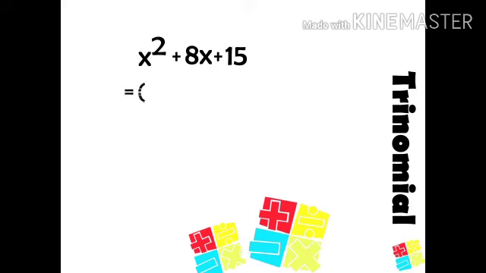I thought of x plus 3, quantity x plus 5 as the factors. To check if those are the factors, I'm going to use the ladder method for finding factors. 15 has its factors 1 times 15, which will be equal to 15. Then 3 multiplied by 5, which will be equal to 15. And that's how I get the factors.